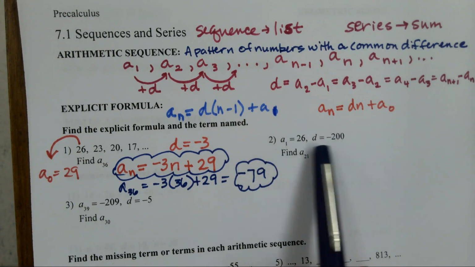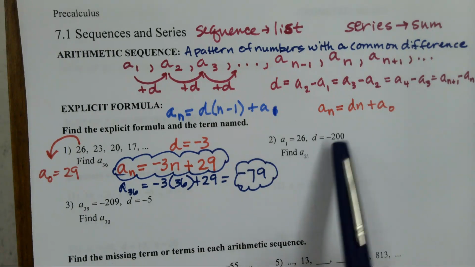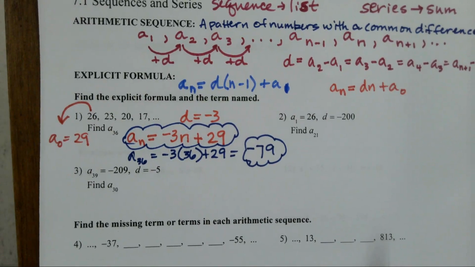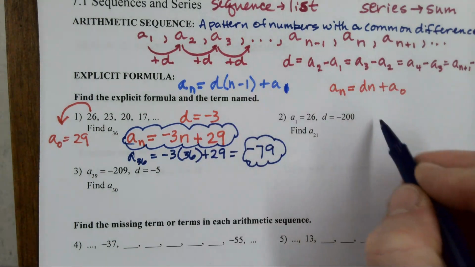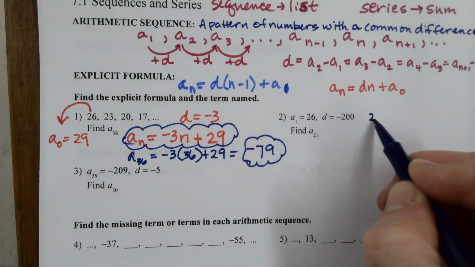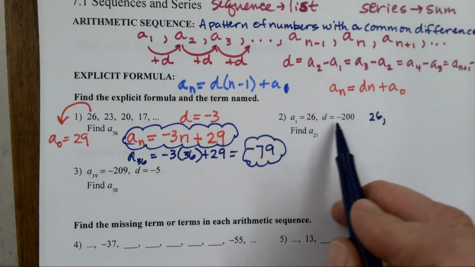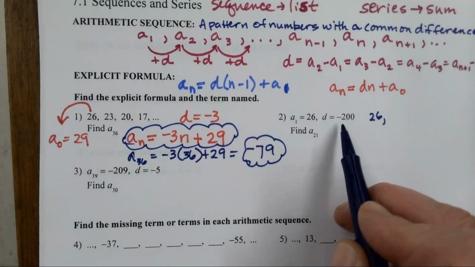I'm given different information here. In this one, they don't give me the list, but they tell me what's going on. So I could actually create this list of numbers. It starts at 26, and every time I add negative 200.